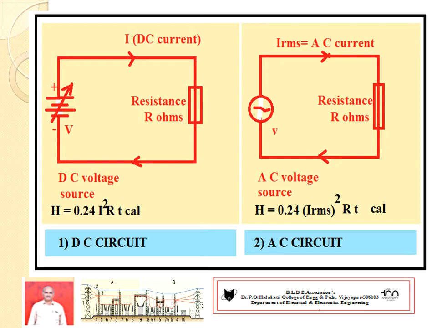In the same fashion, if I select an AC voltage source and the same resistance is connected for the same time, the same time as was given for the DC circuit, the AC voltage source causes the flow of AC current through the same resistance. The AC current is taken as I RMS instead of DC current. The amount of heat produced is 0.24 I RMS square R T calories.